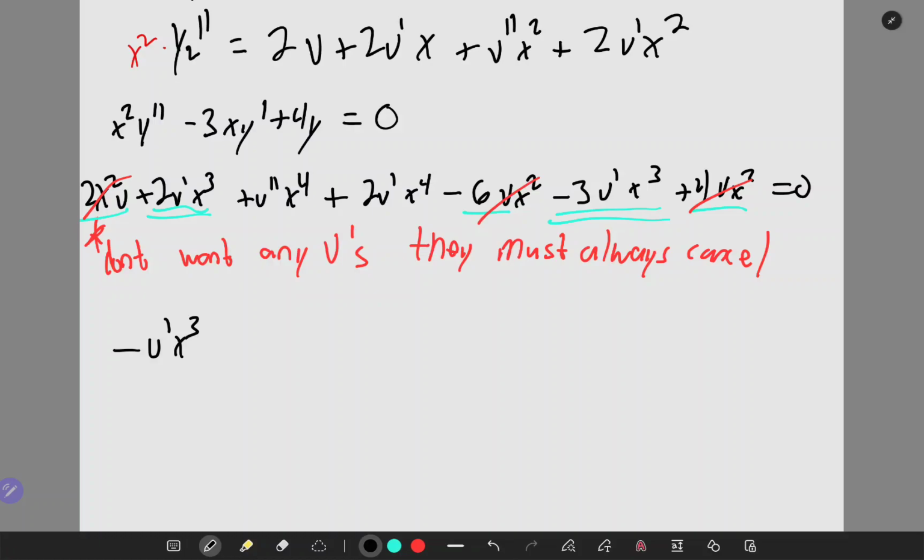Oh wait, I missed a v prime term. There's one over here too. If we add 2 to that, that's just positive v prime x cubed, right? And then we have this other term that's left, plus v double prime x to the fourth is equal to 0.